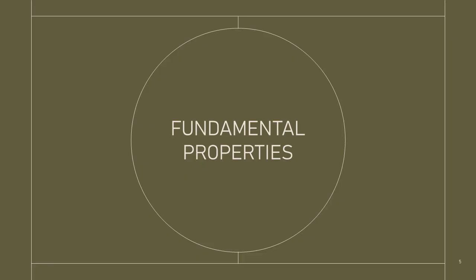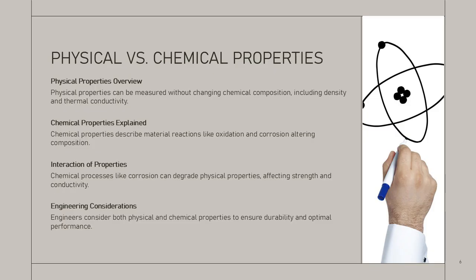Let's begin with the distinction between physical and chemical properties. Physical properties can be measured without altering the material's chemical composition. Examples include density, thermal conductivity, electrical resistivity, magnetic permeability, and thermal expansion. These properties often depend on microstructure, temperature, and phase distribution.